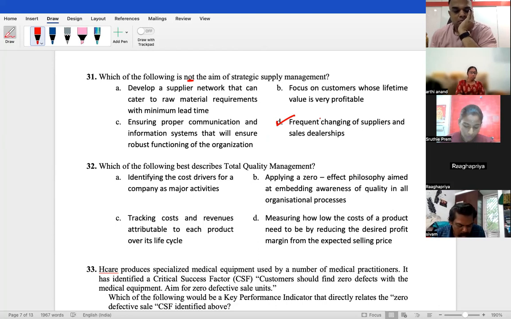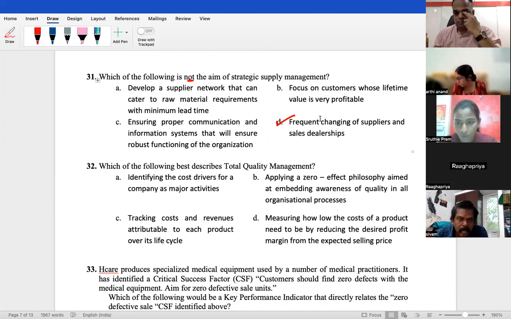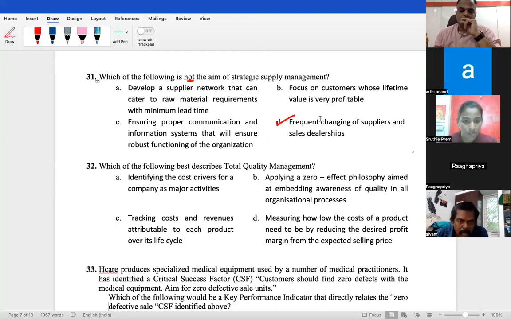Which of the following best describes total quality management? Option A, identifying the cost drivers for a company as major activities. Option B, applying a zero defect philosophy aimed at embedding awareness of quality in all organizational processes. Option C, tracking cost and revenues attributable to each product over its life cycle. Option D, measuring how low the cost of the product needs to be by reducing the desired profit margin from the expected selling price. B.